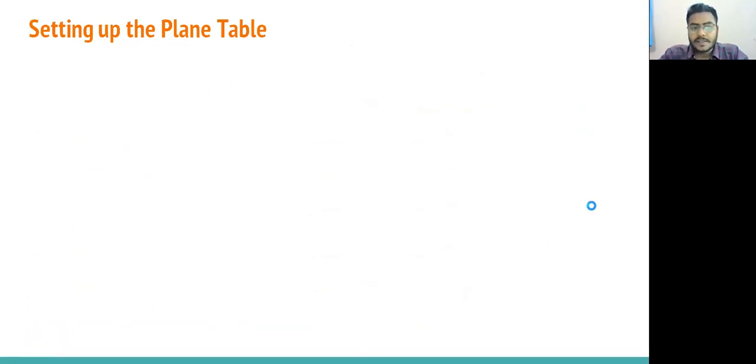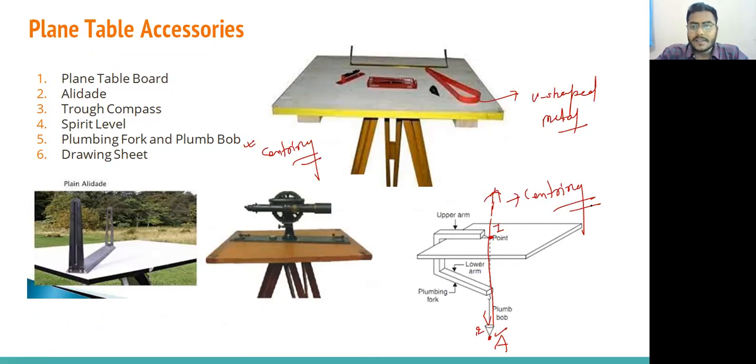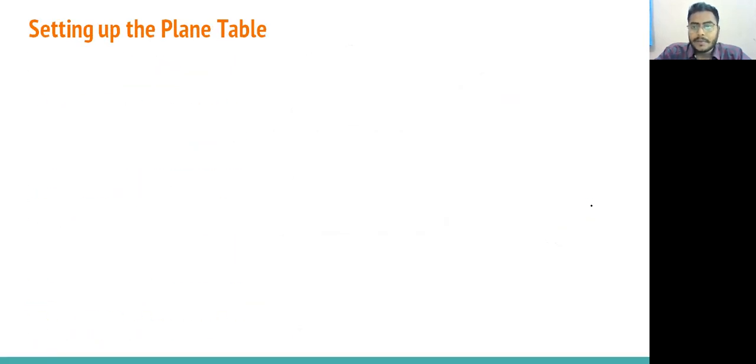Next one is the drawing sheet, which we already know. We will spread a drawing sheet over this plane table, and we will draw all the lines by using a pencil or pen on this drawing sheet, and we will get the map at the same time. Field work and plotting will be done together. Once our field work is done, our plotting is also done.